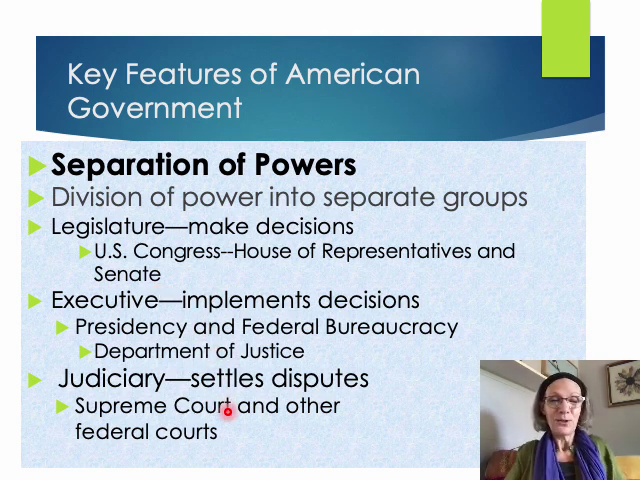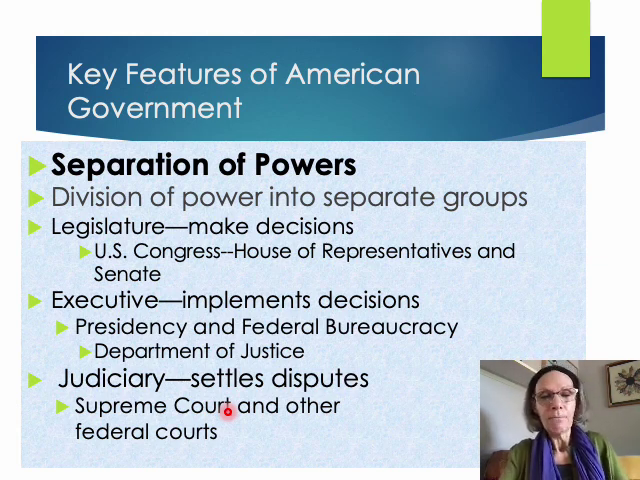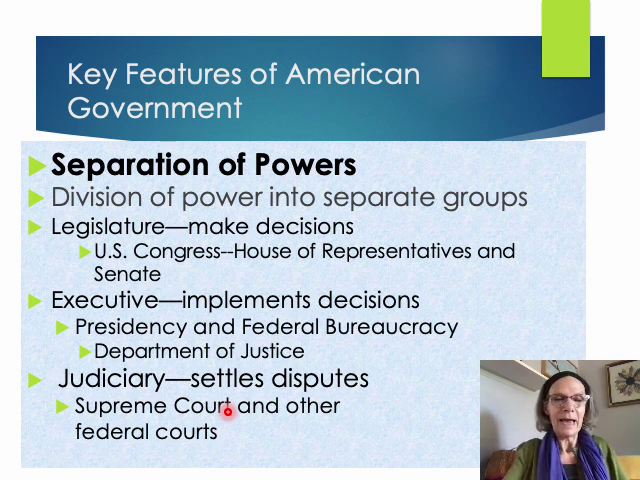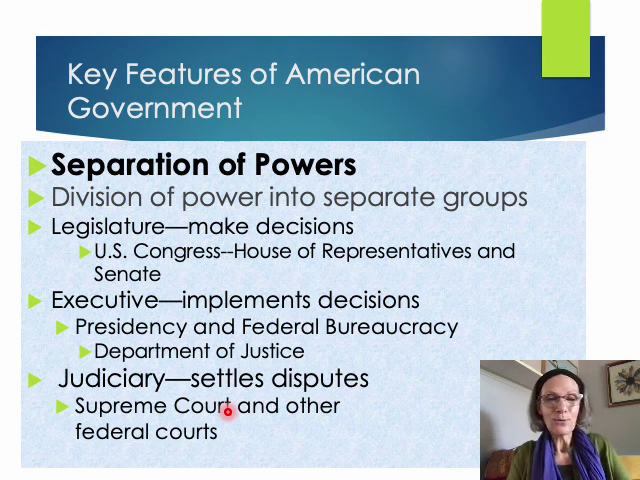We have a separate institution that's known as the executive branch. And what the executive branch does is implement the decisions that the legislature makes. In the United States, the executive branch is the presidency and the federal bureaucracy. In this class, one of the federal bureaucracies that is probably most important to sex, power, and public policy is the Department of Health and Human Services.